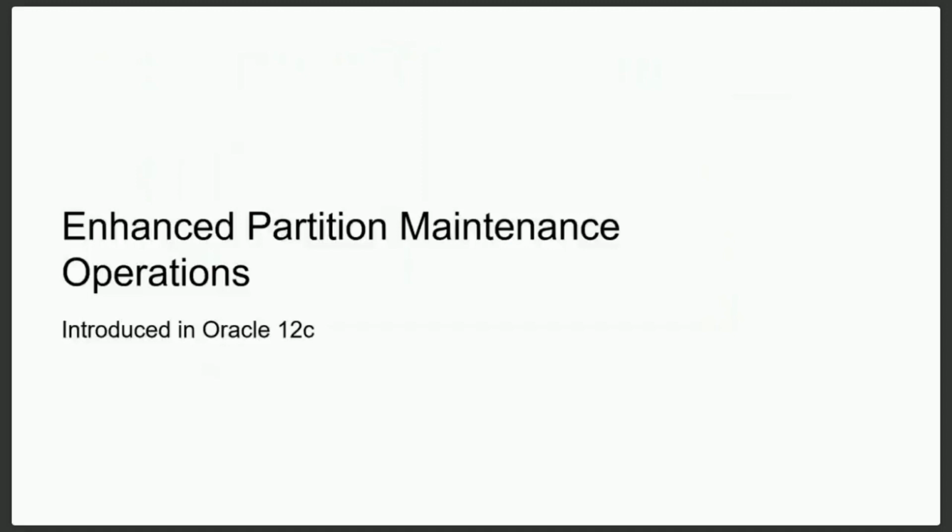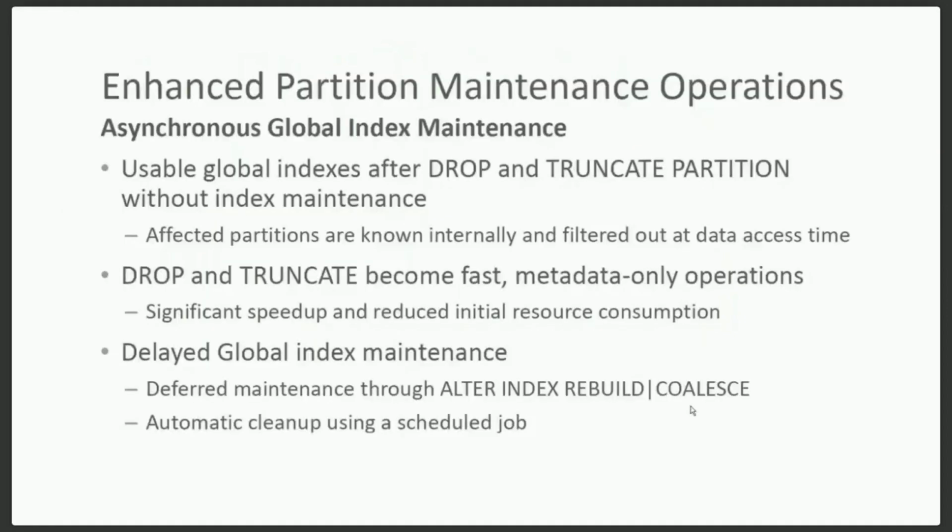A lot of partition maintenance operations were enhanced in Oracle 12c, so let's have a look at some of those. We have the concept of local indexes and global indexes. Local indexes means that the index is partitioned on the same partitioning column as the table. So if my table had 10 partitions, my local index would also have 10 partitions. But global indexes were slightly different. If my table had maybe 4 partitions, it's quite possible that the partition key of my index is not the same as the partition key of the table.